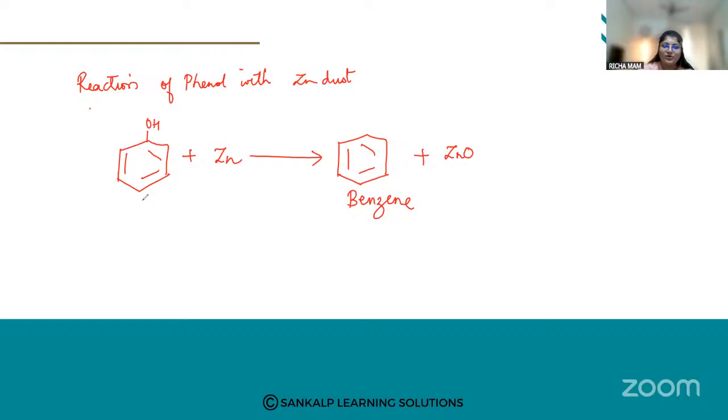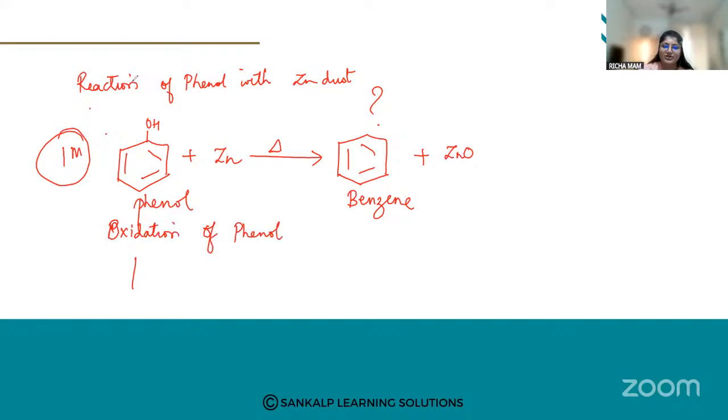So phenol is converted to benzene on heating with zinc dust. So you're going to heat it with zinc dust, you're going to get benzene. A 1 mark question can be asked: phenol plus zinc, what is the product obtained? You have to write benzene. Then the next reaction, oxidation of phenol.